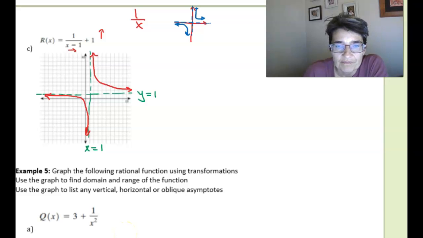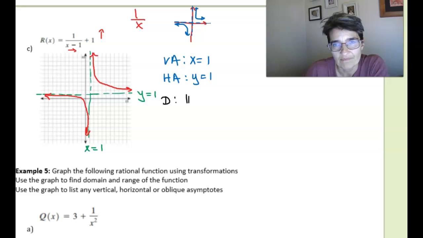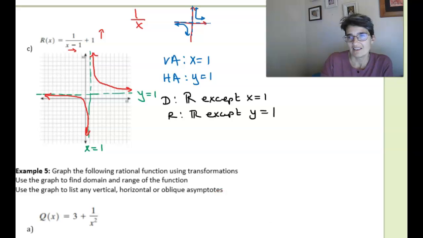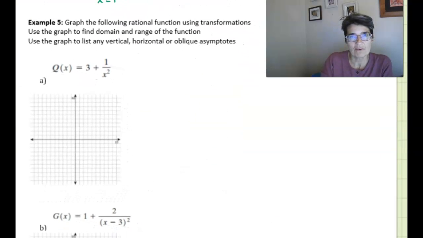So our vertical asymptote is at x equals 1. Our horizontal asymptote is at y equals 1. The domain is all the real numbers except for x equals 1. And our range is all real numbers except for y equals 1. Okay, let's do a few more of these.